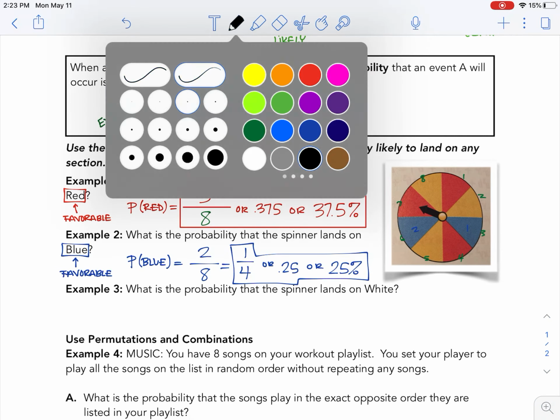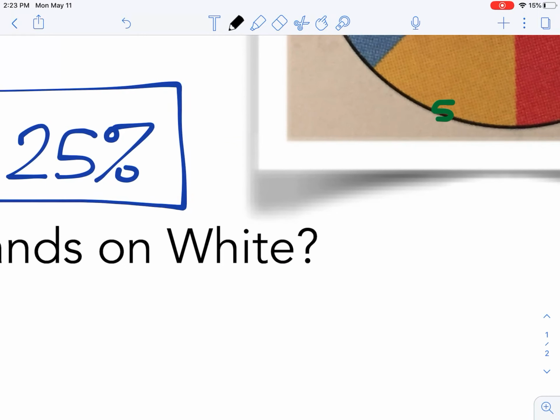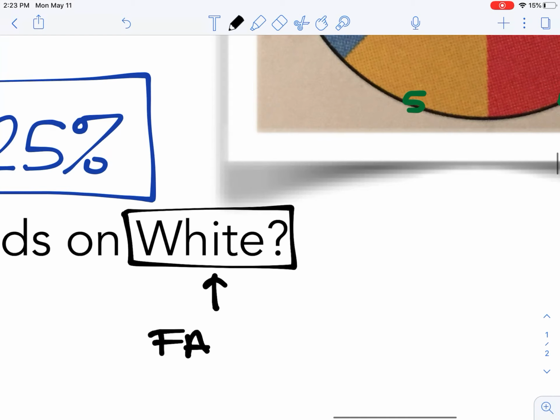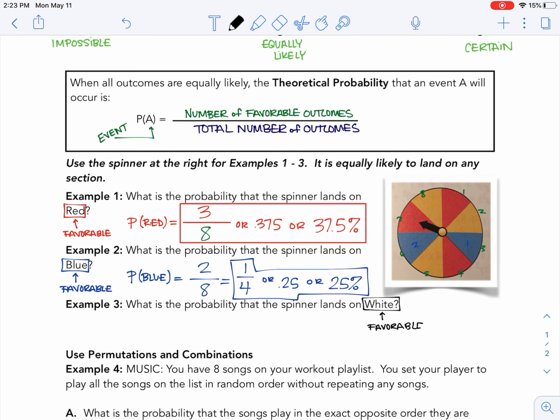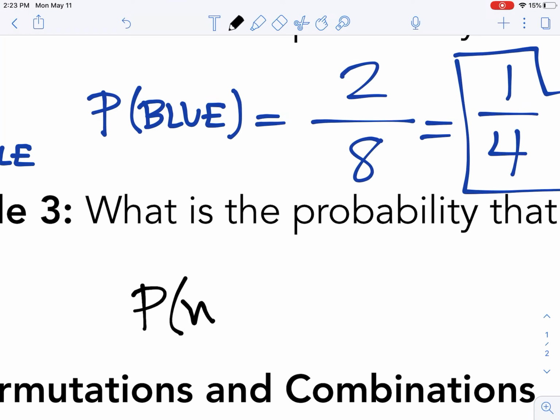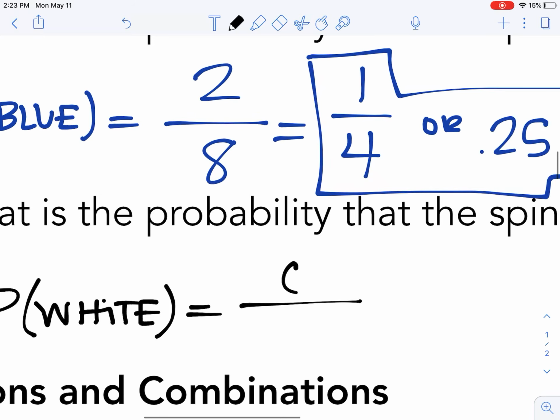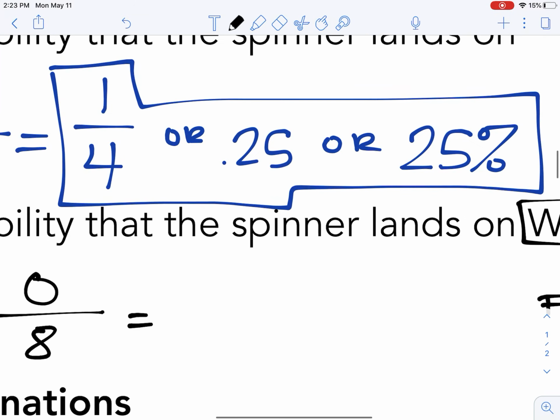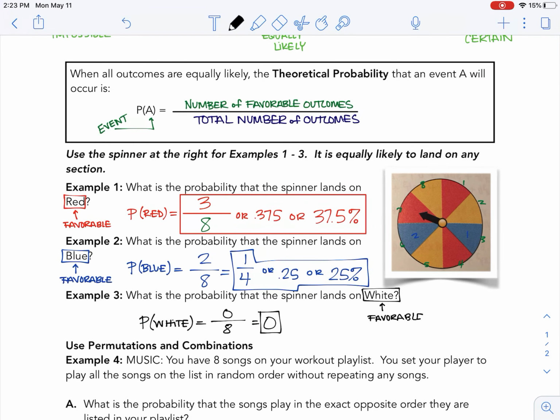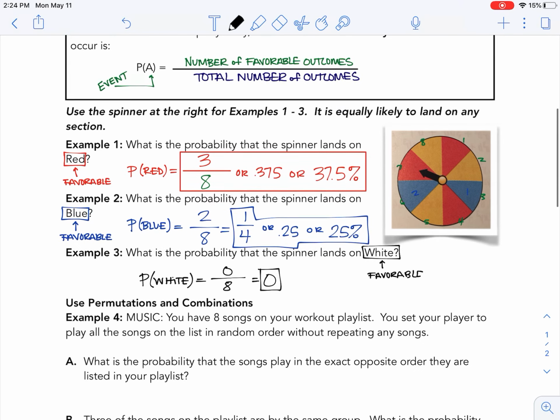All right, last but not least, probability of landing on white. None of our spaces are white, so the possible outcomes of getting white is actually 0 out of 8. So this is an outcome that's impossible, so you could write your answer as 0 or 0%. And that is pretty much as straightforward as it can get. Theoretical probability, our favorable outcomes divided by our total possible outcomes.